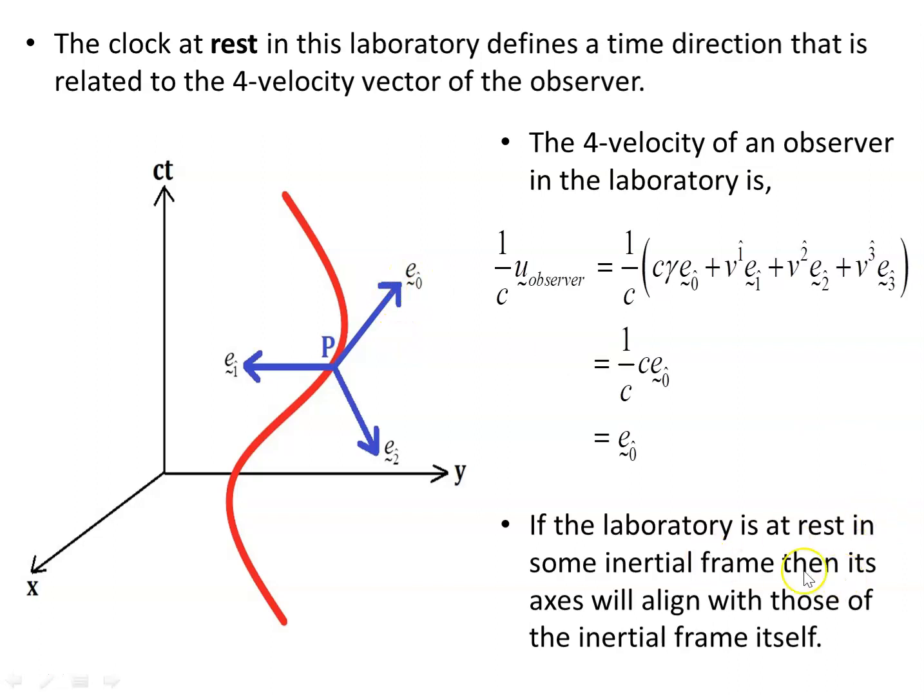If the laboratory is at rest in some other inertial frame, then its axes will align with those of the inertial frame itself. So assuming it's not rotated or anything, it can align with those. But the observer can make the axes of the laboratory, the walls, if you like, as we saw on the previous slide, their basis against which they make measurements.